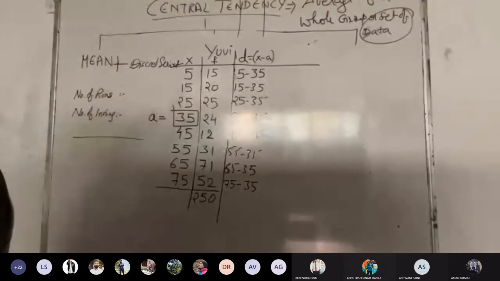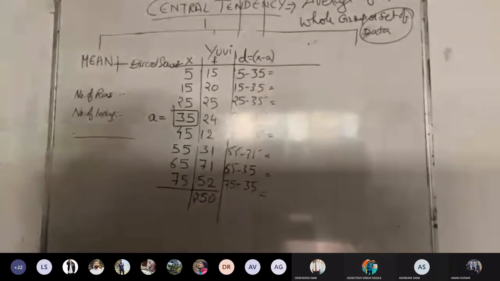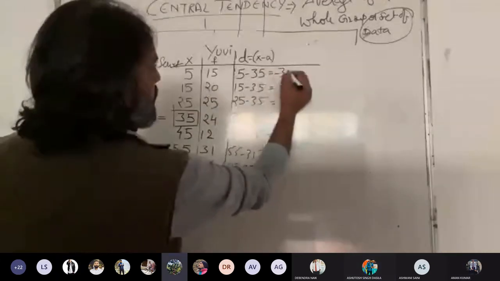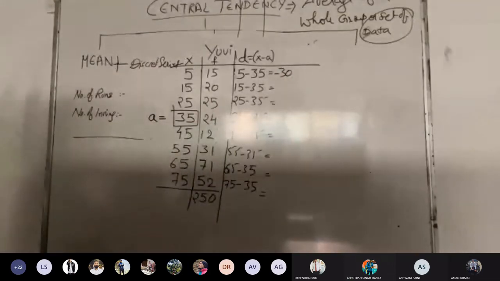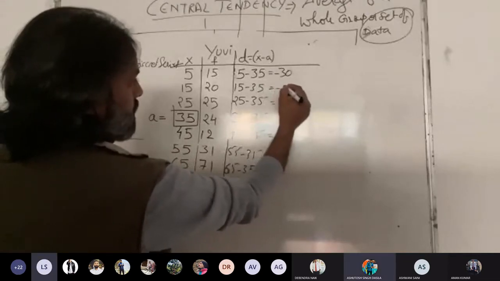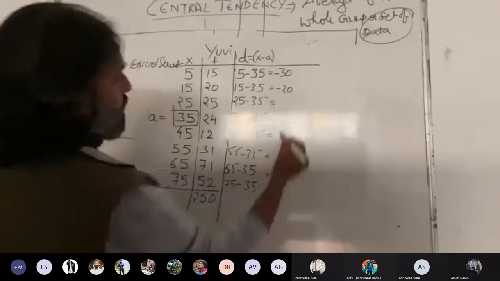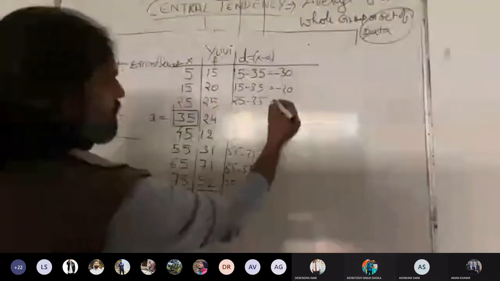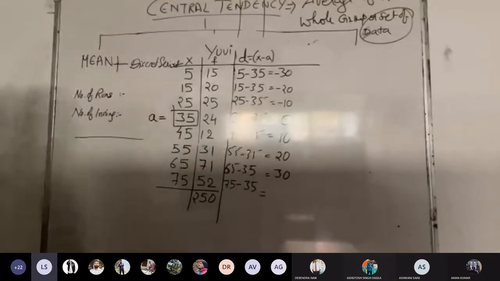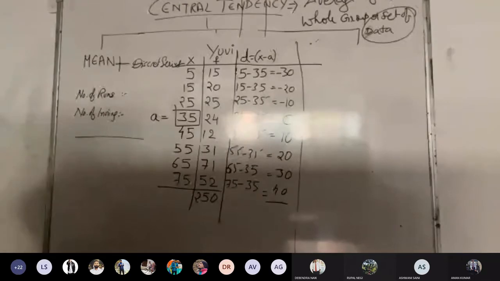Can you help me in getting this number? 5 minus 35? Minus 30. Very good. 15 minus 35? Minus 20. And 25 minus 35? Minus 10. 75 minus 35? 40. Fantastic. Now you have got a new number.